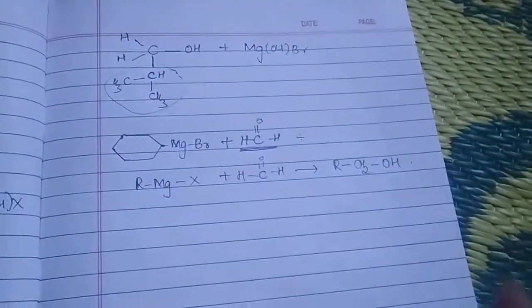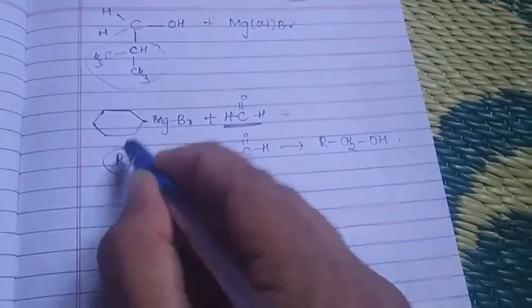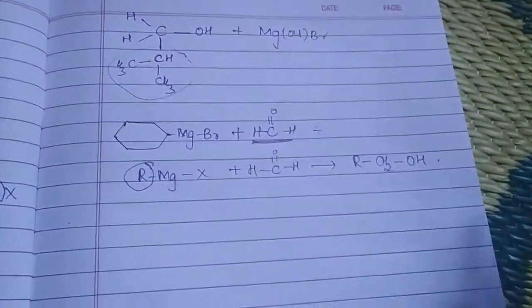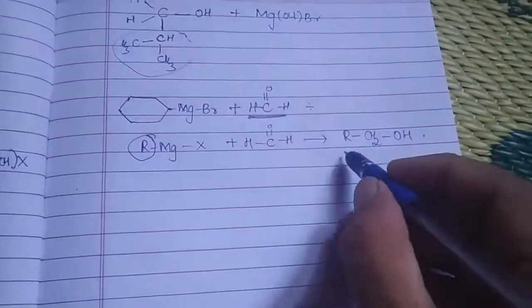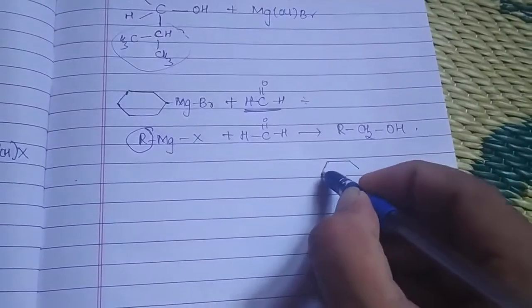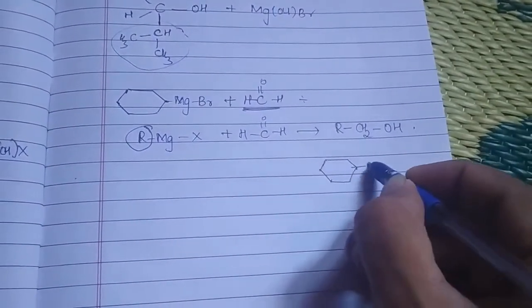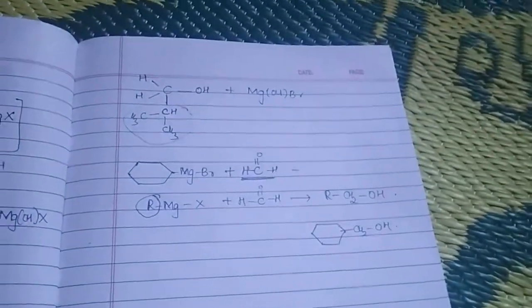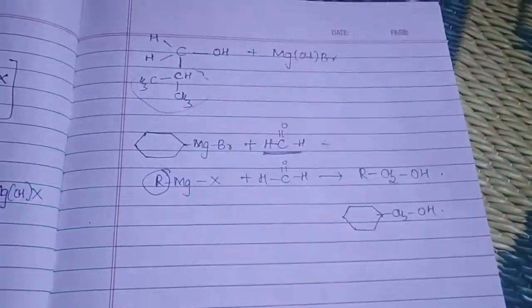RCH2OH. Now this is my R. So in this case the R is what? Your cyclohexane group. So basically now what should I do? I should just write my structure in this way: CH2OH. Can you see how simple it is? So you have to understand the first general reaction.